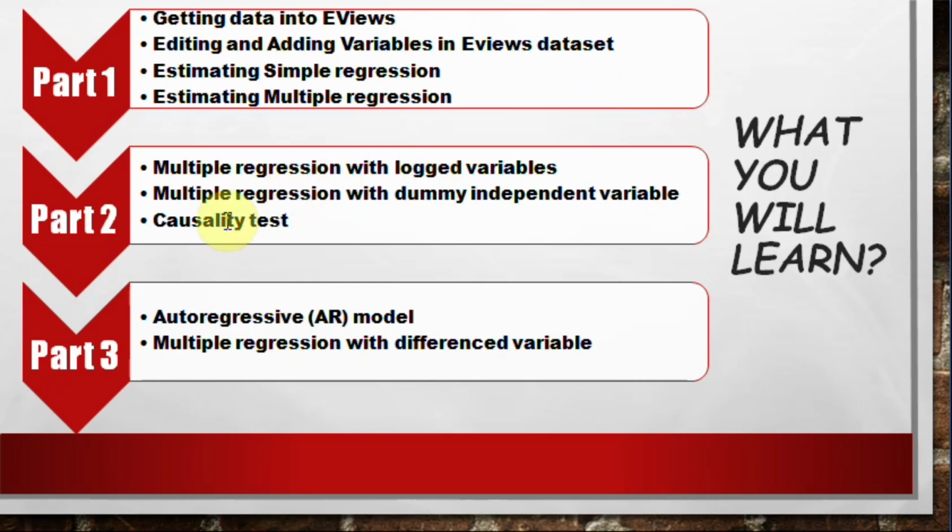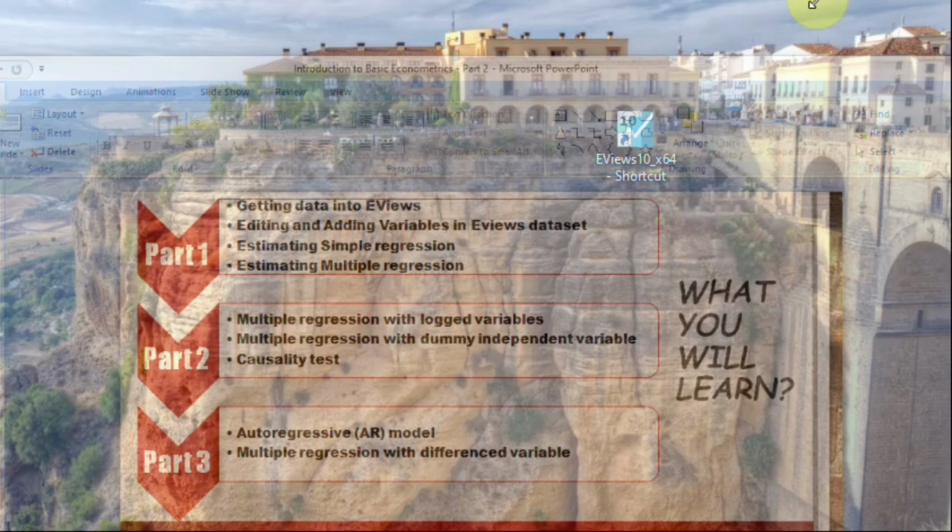So previously, this causality test was supposed to be treated in part three, but I brought it up here so that we can have a little more time to look at what happens here. Okay, so today in this part two, we're going to look at multiple regression with log variables. And you still remember what our model looks like. So let's go straight to EViews without taking much of our time.